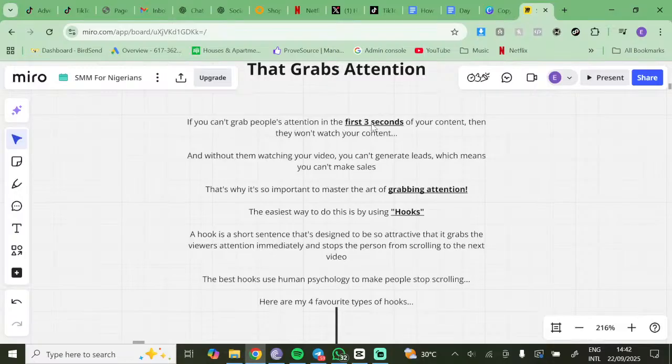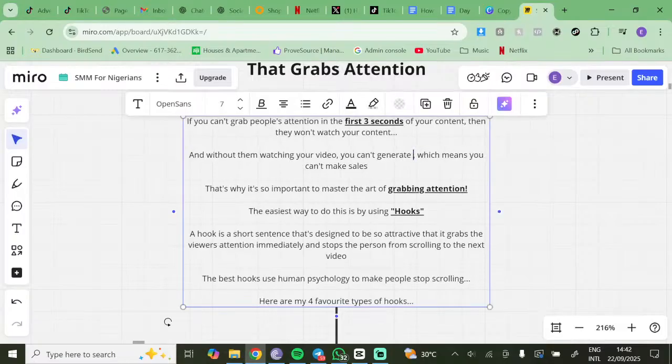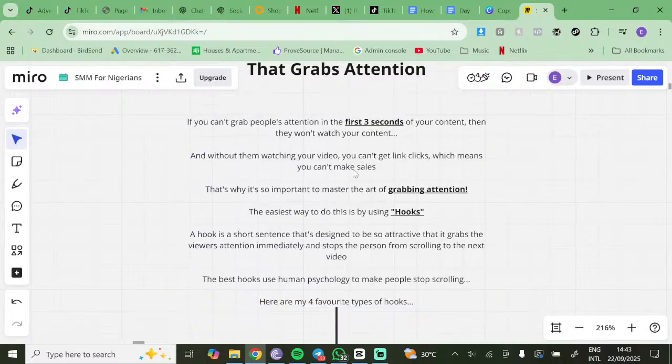You have 3 seconds, highest 4 or 5 seconds to grab their attention. And if you don't, they will scroll past, okay? And without them watching your video, you can't get link clicks, which means you can't make sales, right? So you need to be getting people's attention so that you can get link clicks and get sales. And that's why it's so important to master the art of grabbing attention.